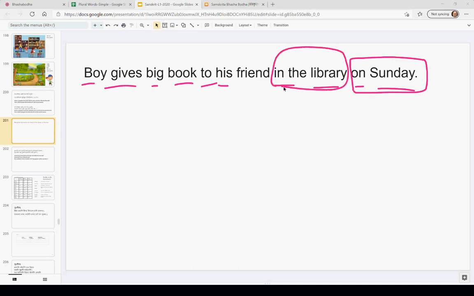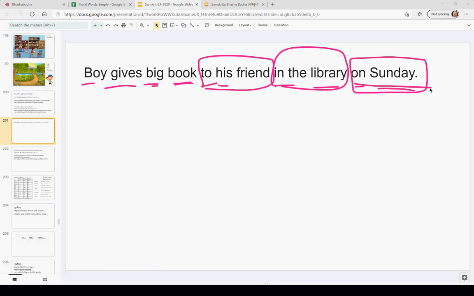Similarly, in the library, so that becomes one unit. And to his friend or to friend, he may not be absolutely necessary, but just to add additional information, whose friend, we can add his. So to friend becomes one unit here. Similarly, book, and here we are using big because what kind of book? So big book, though it is not necessary, but additional information may be provided by additional words here.